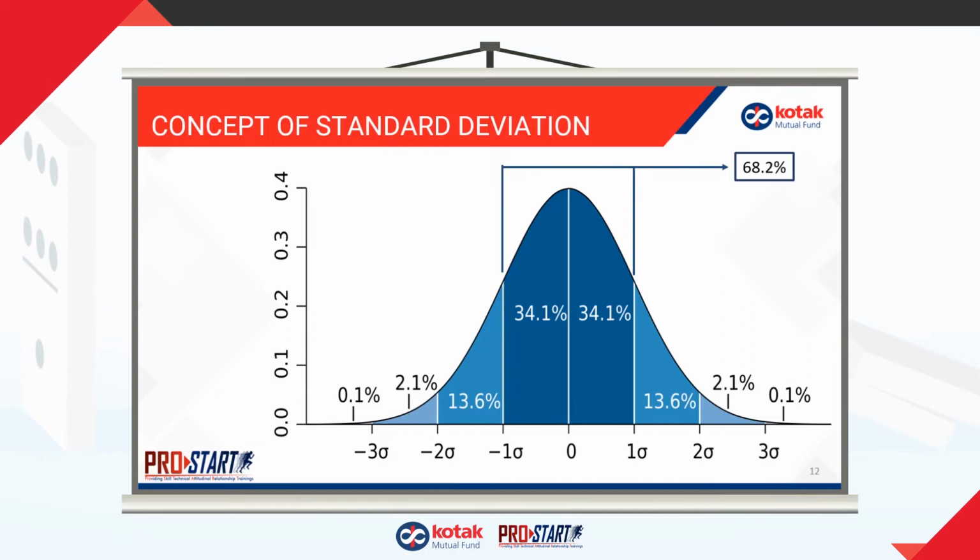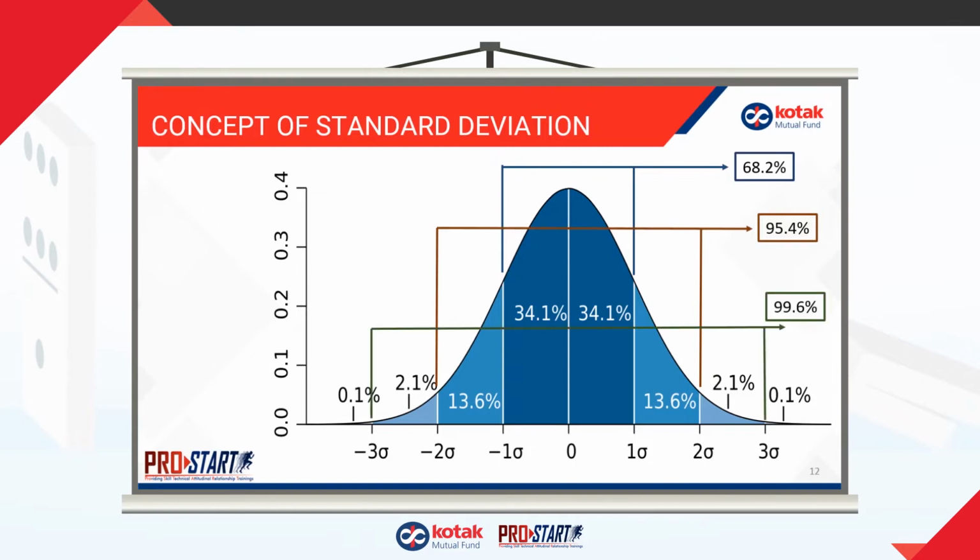2. The probability that the actual value of the variable will lie between -2 standard deviation and +2 standard deviation is 95.4%. That is 68.2 plus 13.6 plus 13.6. 3. The probability that the actual value of the variable will lie between -3 standard deviation and +3 standard deviation is 99.6%. That is 95.4 plus 2.1 plus 2.1.